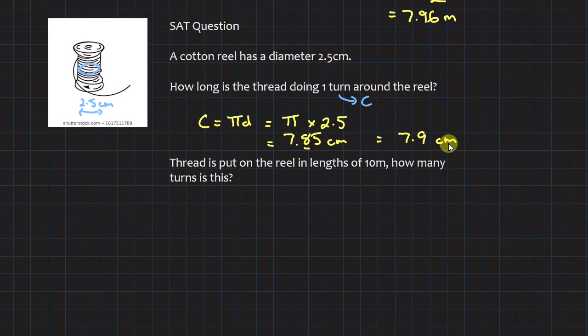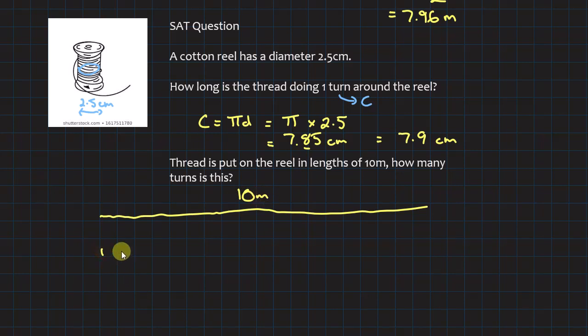This thread is put on the reel in a length of 10 metres. How many turns is this? So it's really asking me, here's a length, 10 metres. How many 7.9 centimetre lengths would fit in? How many of these lengths are there in 10 metres?